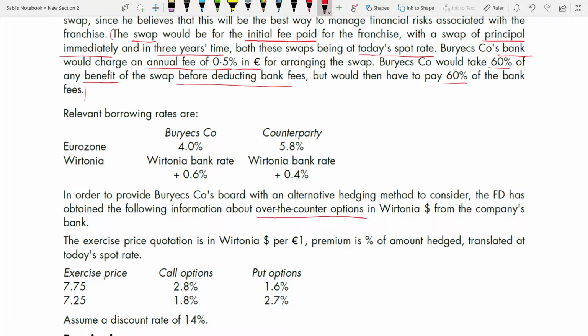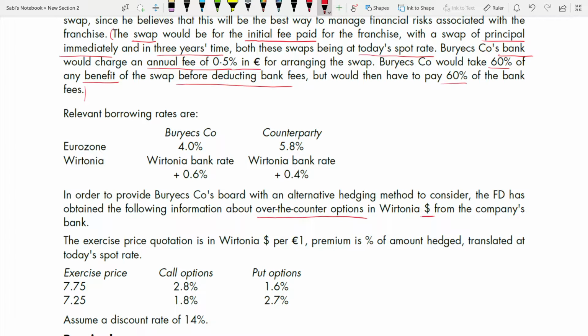Why you have to highlight this, I will tell you later, because there's a difference between over-the-counter options and exchange traded options. That difference is very minute, but because of that small misunderstanding, there was a mistake in choosing call or put options. In Vertonia, dollar from the company's bank, right? Over-the-counter options in dollar. This is the difference.